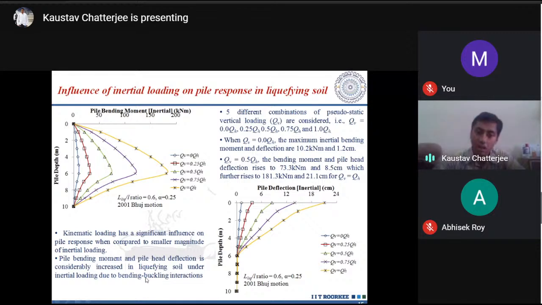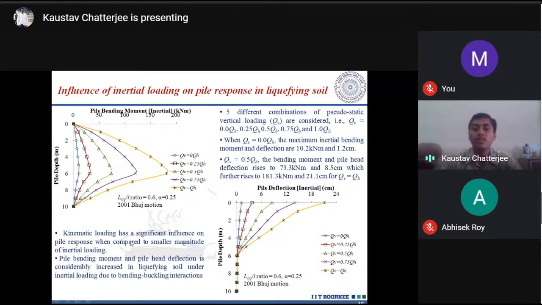Similarly, we have considered inertial loading. In addition to the kinematic loading, we have considered the effect of vertical loading acting on the pile. It is given by this expression: QV equals no load, 0.25 QH, 0.5 QH, 0.75 QH, and 1 QH. That is, the vertical load is taken as a function of the lateral load. When there is no vertical load acting, the maximum inertial component of bending moment and deflection is around 10.2 and 1.2 centimeters. When it rises to 0.5 QH, this increases again, and both deflection and bending moment increase.